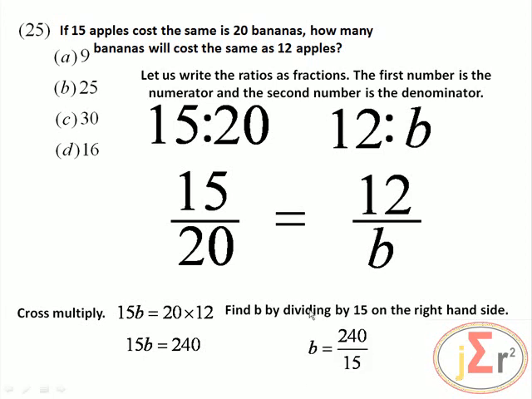Now that gives B is equal to 240 over 15, or 240 divided by 15. And what is the answer, Jerry? No calculator can be used, Jerry. So do not use a calculator in order to determine the answer. B is equal to 16. And what is that option? The correct option is D. There you go.